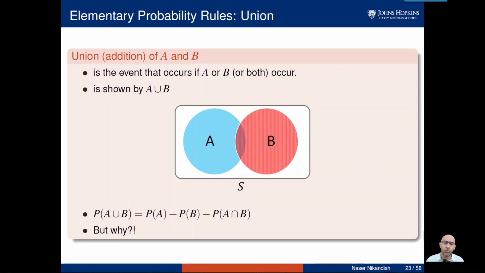Now, probability, how do we define the probability of A union with B? Probability of A union with B is defined as P of A plus P of B minus P of that intersection. Why that intersection? We subtracted because we double counted it, right?